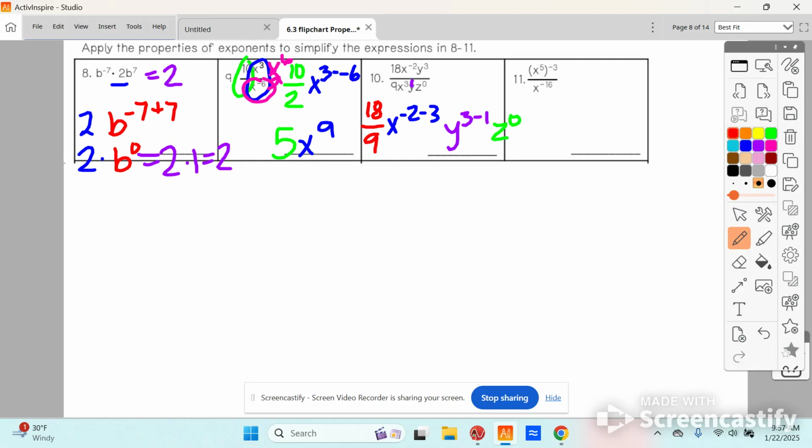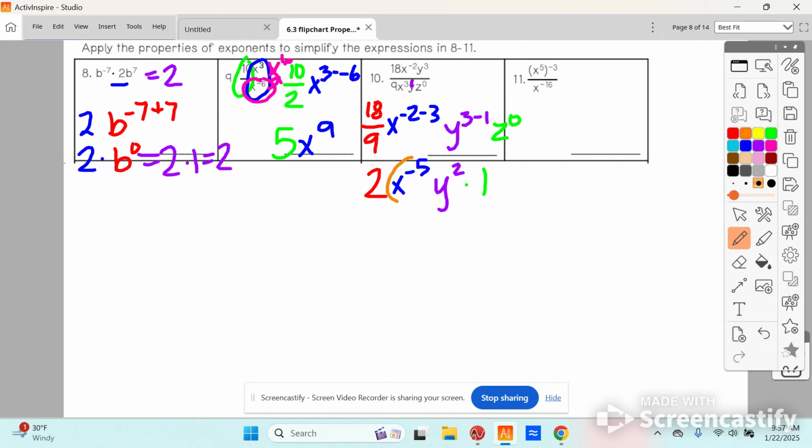Now I'm going to simplify. 18 divided by 9 is 2. X to the negative 2 minus 3 is negative 5. And I'm going to work with that later to make it proper. Y to the 3 minus 1 is just 2. And then z to the 0 is 1. Anything times 1 is itself. So really that times 1 is not needed. And I'm just going to rearrange.